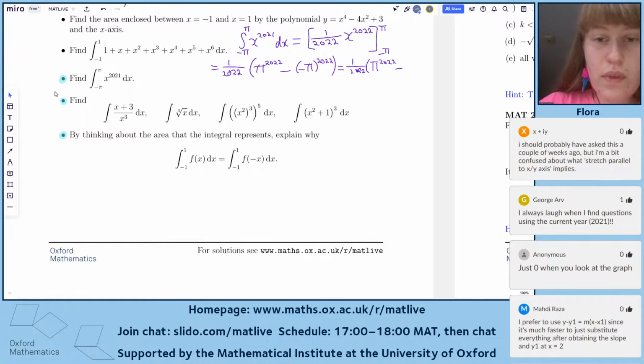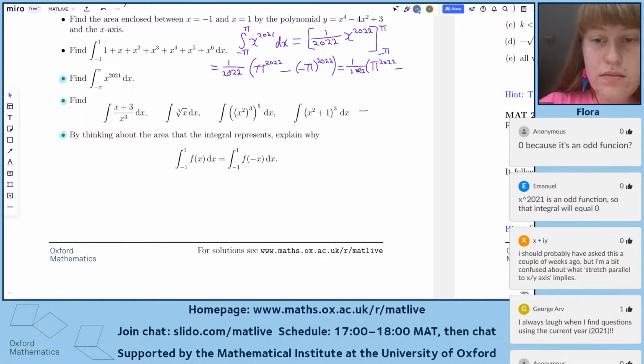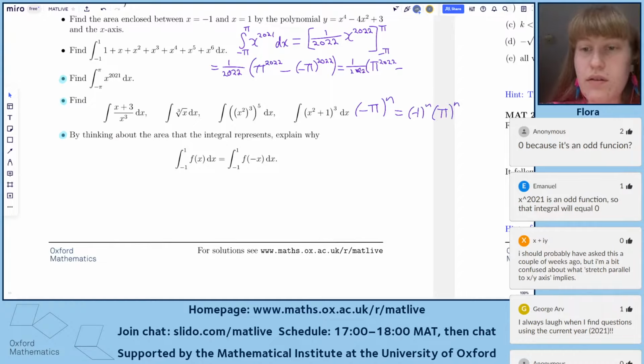Basically, minus pi to some power is the same as minus 1 to the power times pi to the power. So I'm going to take out the minus 1. So when you have minus pi to the 2022, this is just minus 1 to the 2022, and then pi to the 2022.